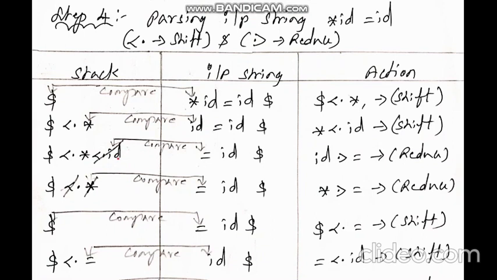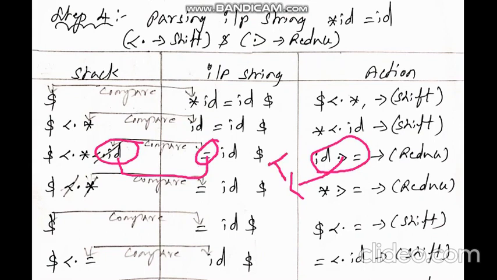Now see here, this ID is compared with this equal to, right? This ID is compared with this particular equal to. Now when this ID is compared with equal to, in the above table, you check it, we are getting this particular symbol. What is that symbol? This symbol is meant for trailing. Trailing in the sense we need to reduce.